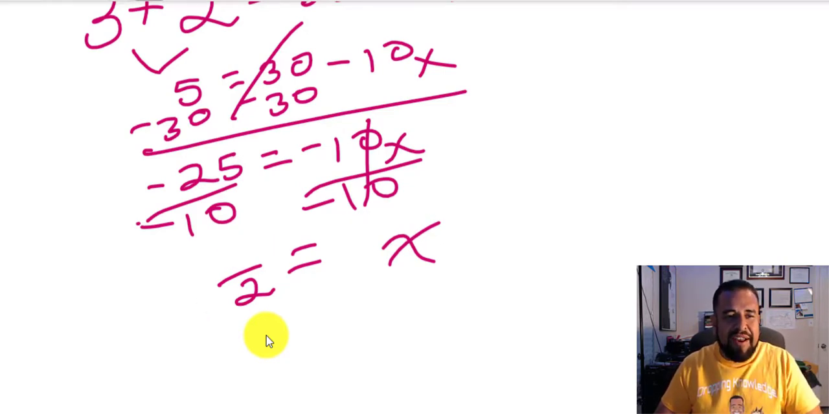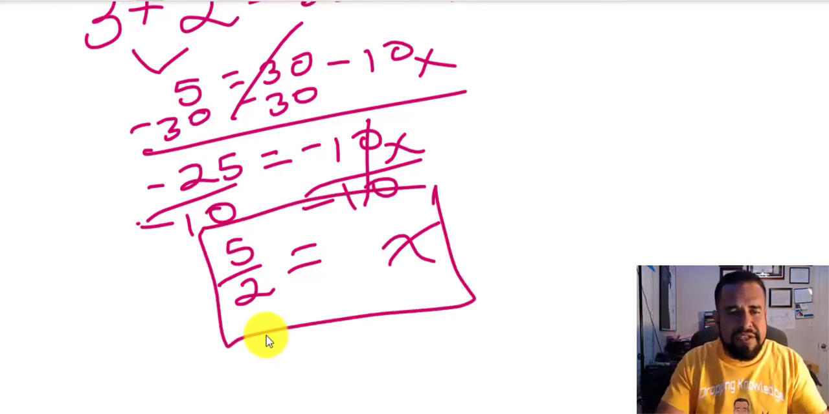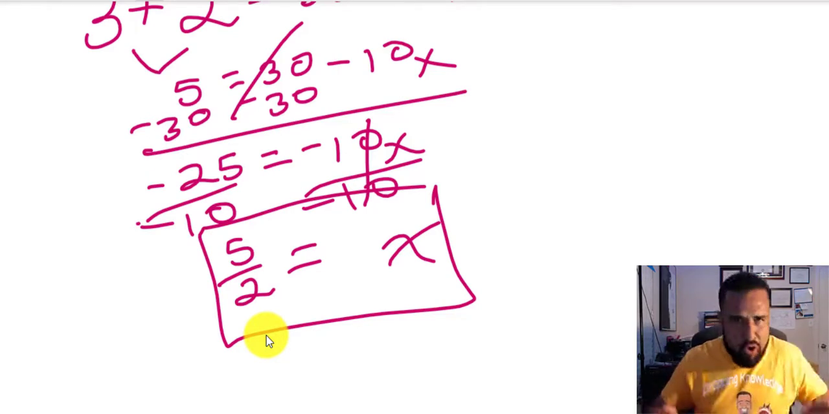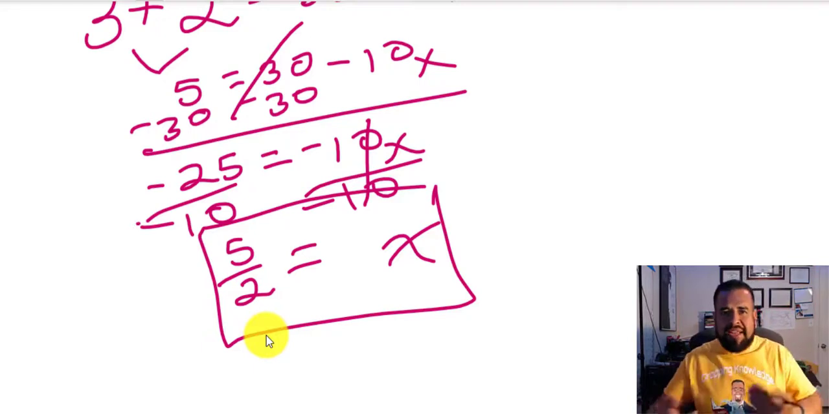I messed it up. I don't like sloppy work. All right, here we go. Right here. 5 over 2. Please leave your fractions like that in proper fractions or not wrong fractions. That just means that my numerator is larger than my denominator.